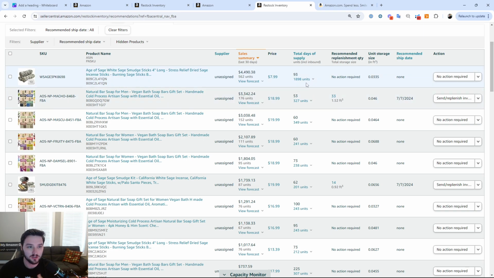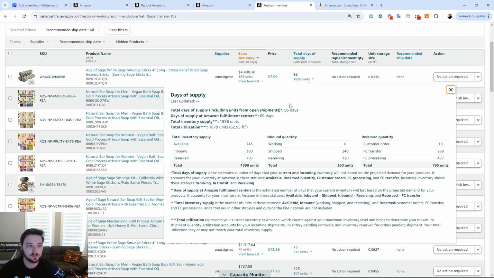So we just sent in a replenishment, as you can see here. This day's supply will show us everything we have. So it's total inventory supply, which is available, inbound, and reserved. We can see our inbound of 360, which is about a one month or about a half month supply. And then we can also see our reserved. What is the reserve for? FC processing, transfer. So it's transferring between fulfillment centers.